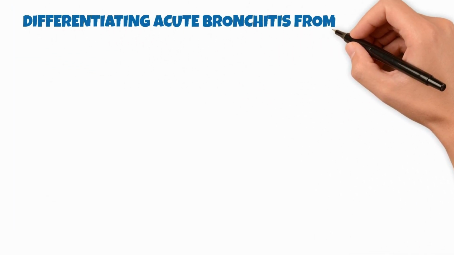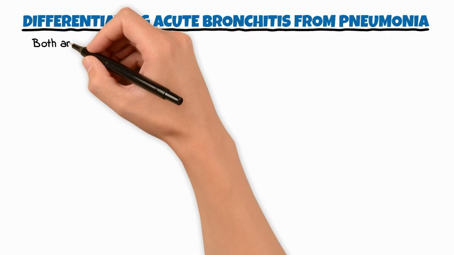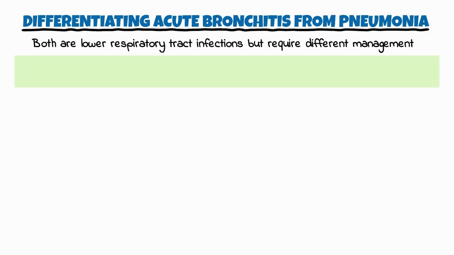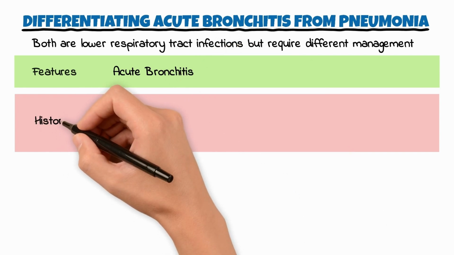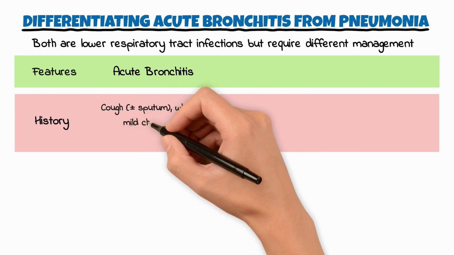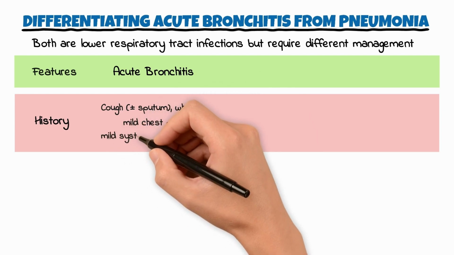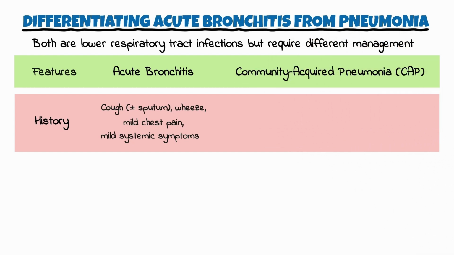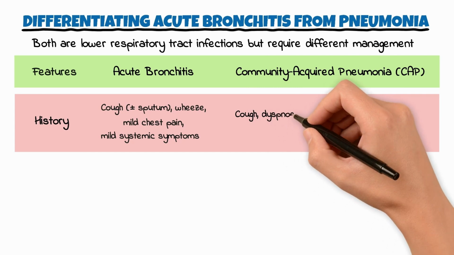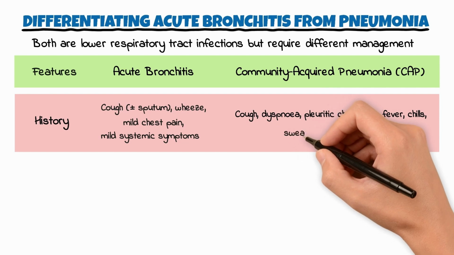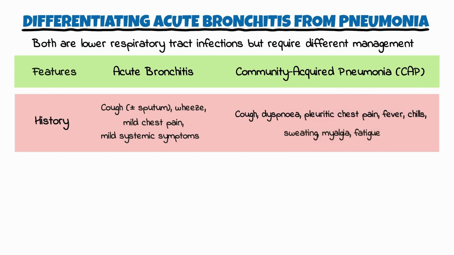Differentiating acute bronchitis from pneumonia. Both are lower respiratory tract infections but require different management. Key distinguishing features include: acute bronchitis history, cough plus or minus sputum, wheeze, mild chest pain, and mild systemic symptoms. Community-acquired pneumonia history, cough, dyspnea, pleuritic chest pain, fever, chills, sweating, myalgia, and fatigue.